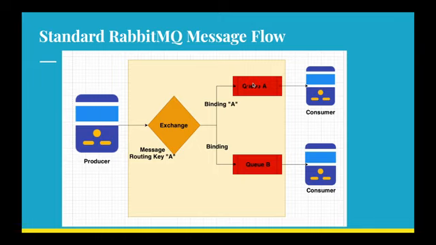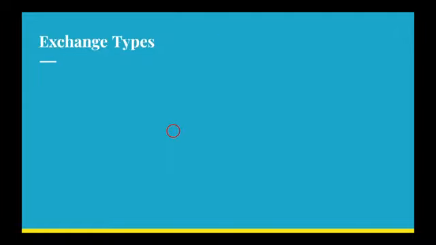And finally, we have a queue. A queue is a buffer that stores the messages. And we have a consumer. A consumer is a user application that receives the messages. Okay, this is how the standard RabbitMQ message flow looks, guys.